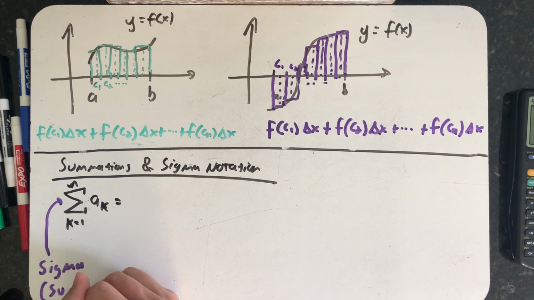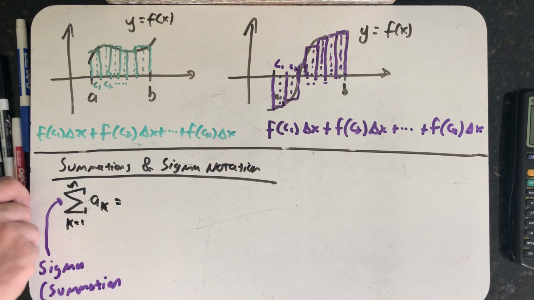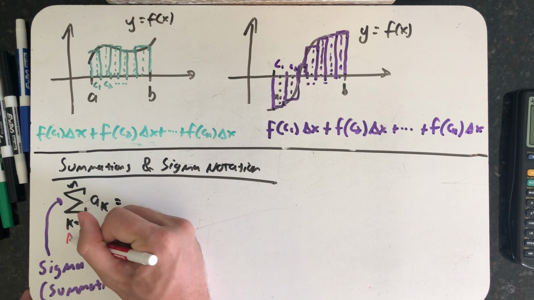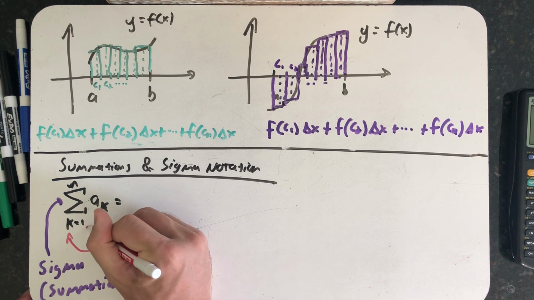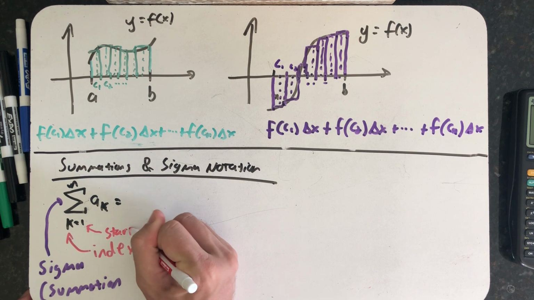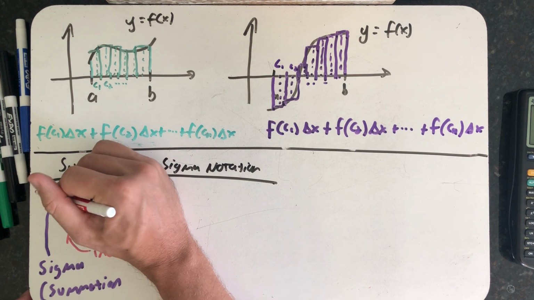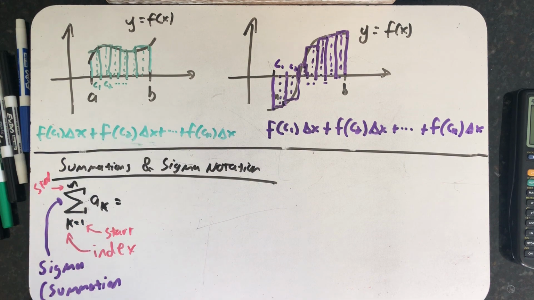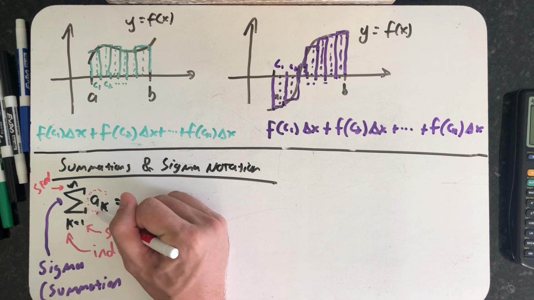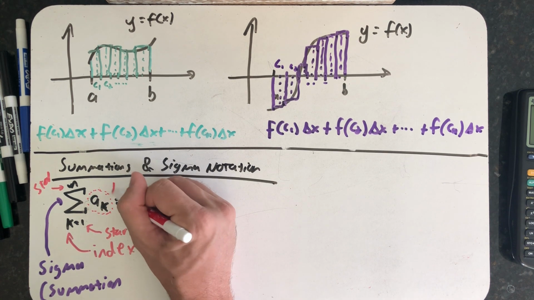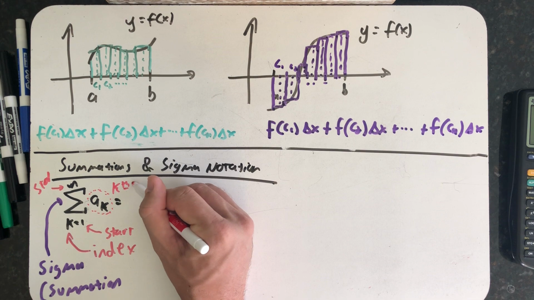So anytime in a mathematical setting I see that symbol, I know I'm going to be adding a bunch of stuff together. k is called the index. My index has a starting value and an ending or stopping value. So when I see this, I know this is a sum from k equals 1 to k equals n, and in here I've written a sub k, and this is taking the place of a kth term formula.